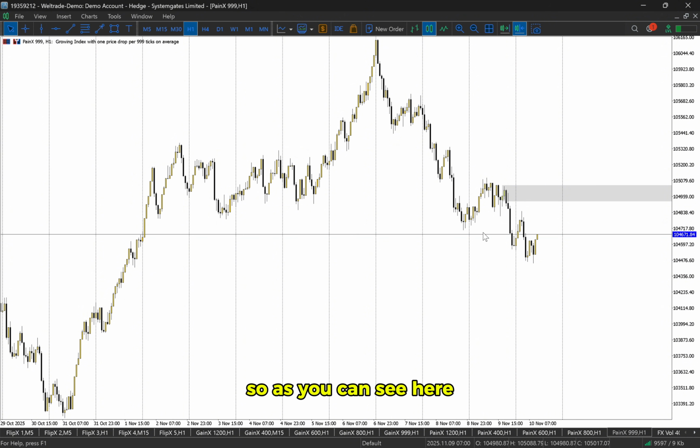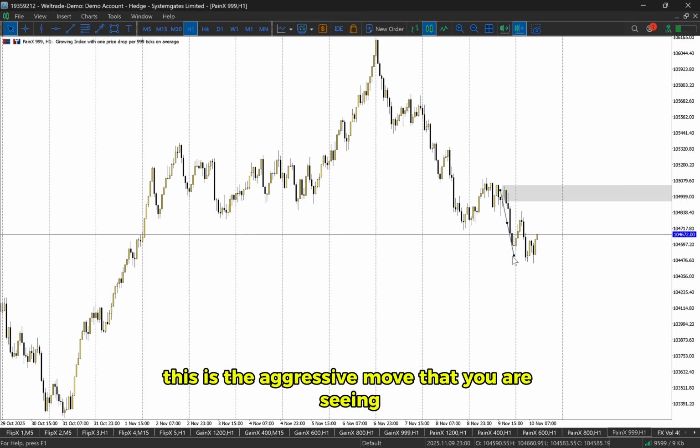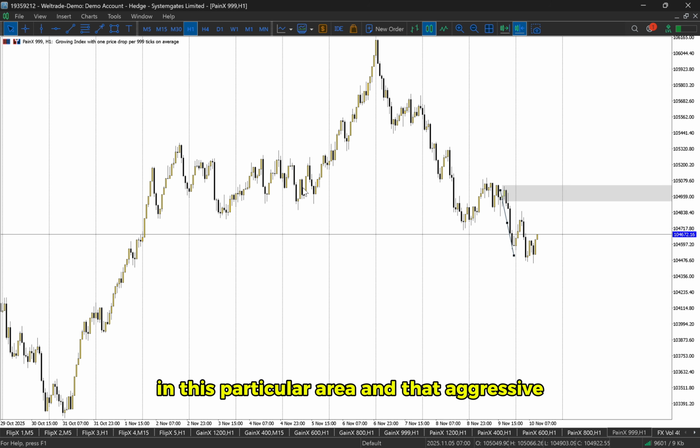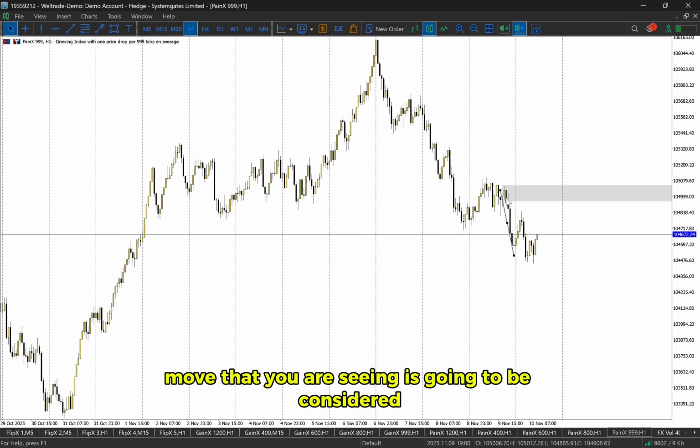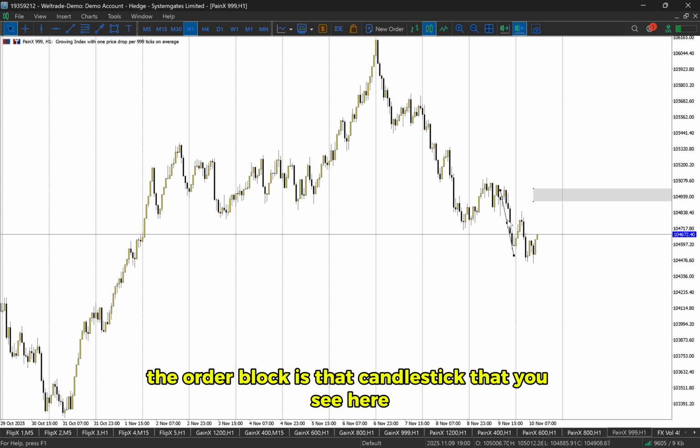So as you can see here, what we were saying is, if price goes down, this is the aggressive move that you are seeing in this particular area. And that aggressive move is going to be considered after you choose the order block. So the order block is that candlestick that you see here.